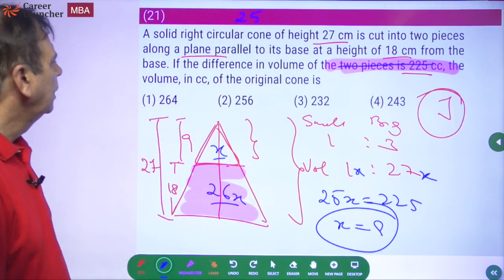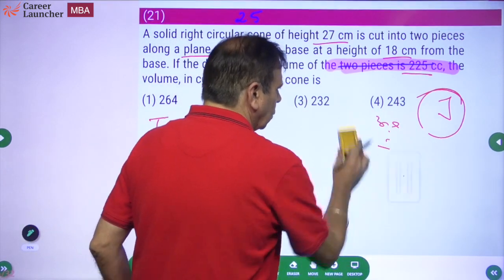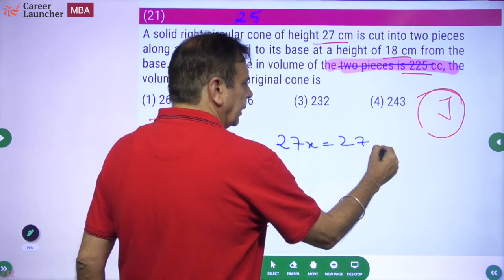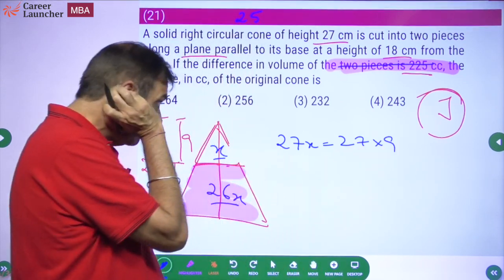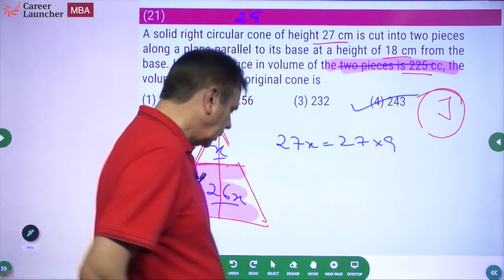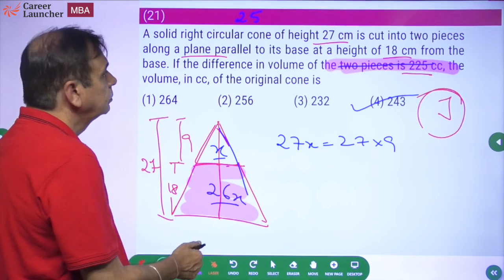What do we need to find? The original volume of the cone. The original volume of the cone was 27x. So what should be our answer? 27x is equal to 27 into 9, which is 3 to the power 5. This is 3 cube into 3 square. 3 to the power 5 is 243. So the ratios are important. Please get used to working with ratios.